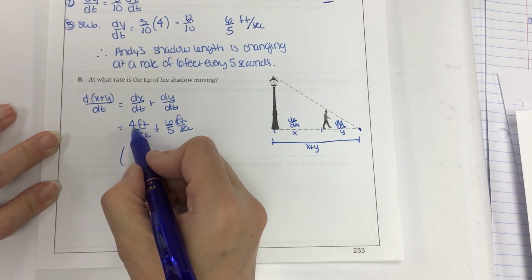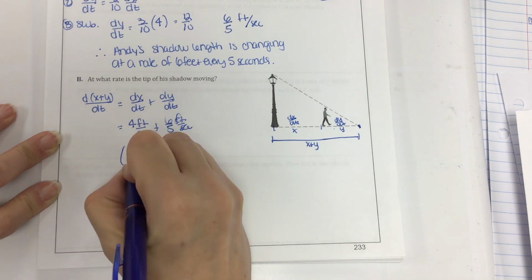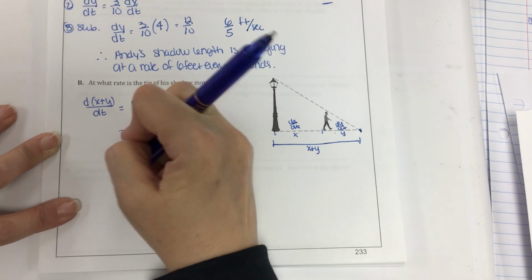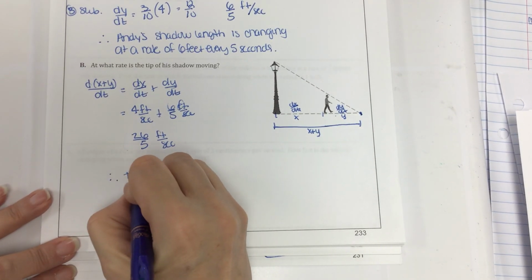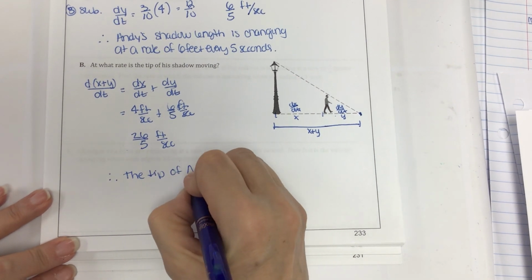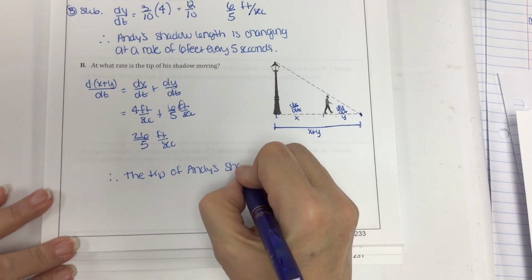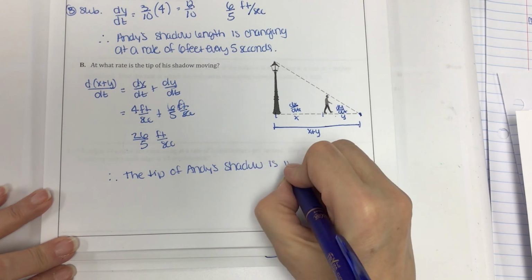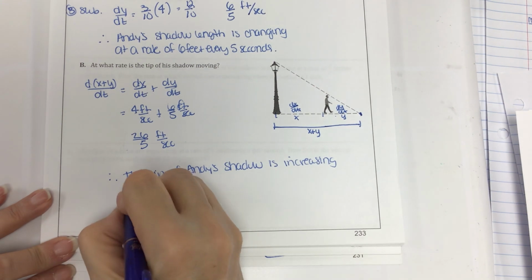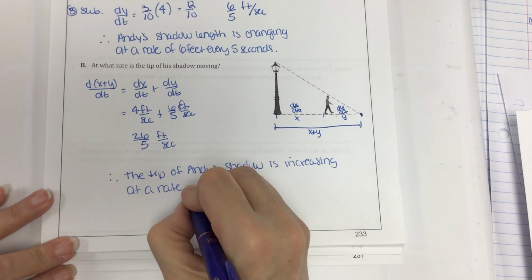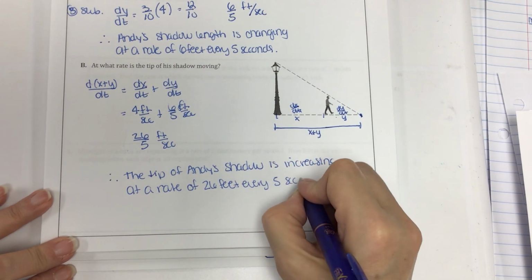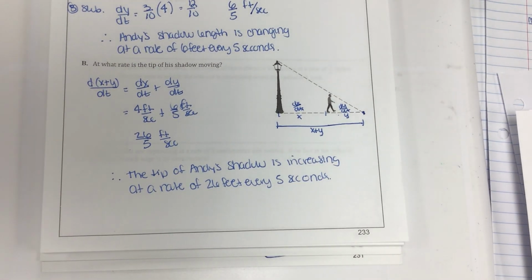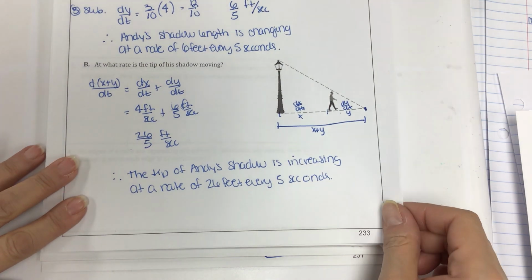So what would that be? In terms of 5, that would be 20 plus 6, which is 26 over 5 feet per second. Therefore, the tip of Andy's shadow, it's positive, so it is increasing at a rate of 26 feet every 5 seconds. So that is related rates.